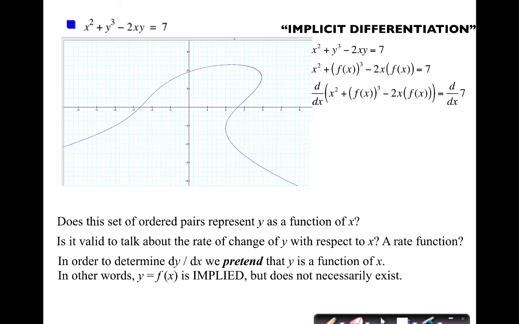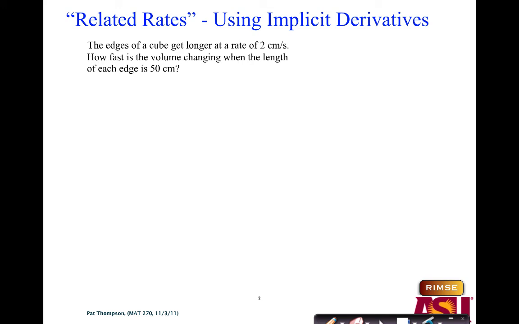All right, so we'll do some more examples of just straight implicit differentiation as a part of why we want to deal with that in the first place. So suppose that I have a figure, a cube, where the edges of this cube are getting longer and longer. So it started out as a small cube, and then the edges are getting longer at a rate of 2 centimeters every second. So it's constantly increasing in terms of the lengths of the sides. We want to know how fast the volume is changing at some point in time later.